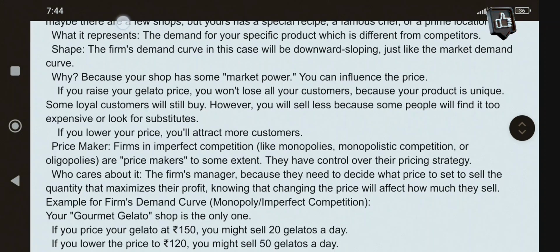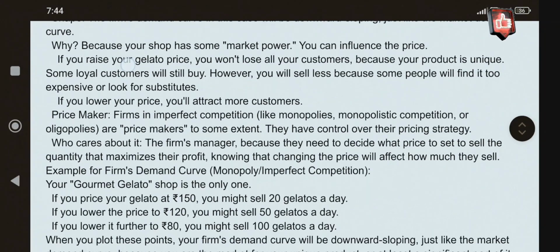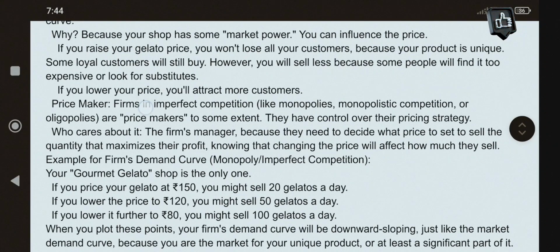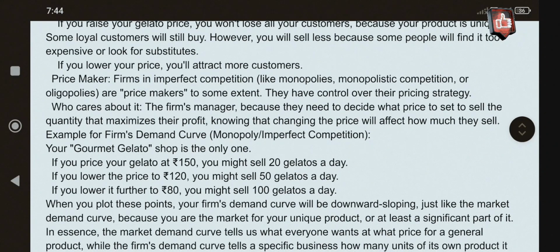Who cares about it? The firm's manager, because they need to decide what price to set to sell the quantity that maximizes their profit, knowing that changing the price will affect how much they sell. Example for firm's demand curve: monopoly, imperfect competition. Your Gourmet Gelato shop is the only one. If you price your gelato at 150 rupees, you might sell 20 gelatos a day.